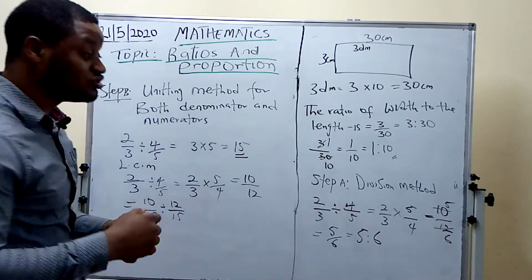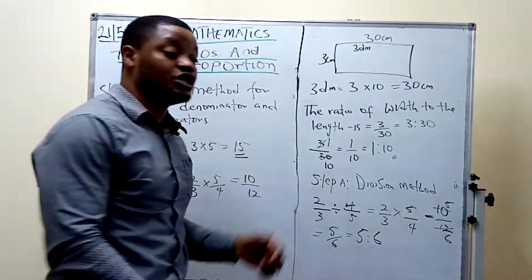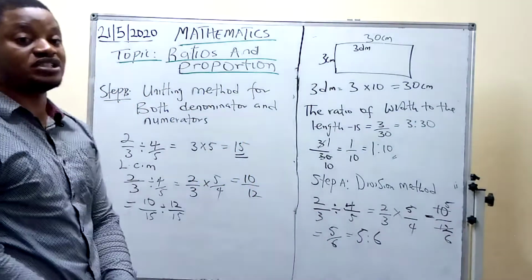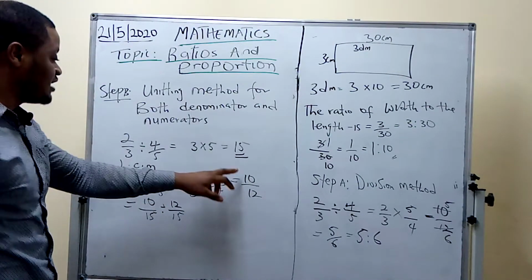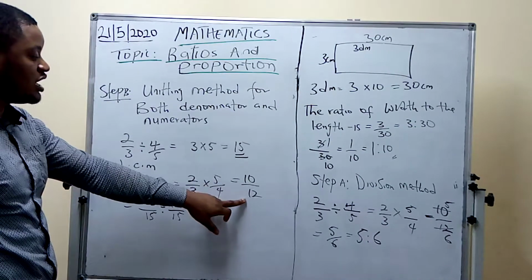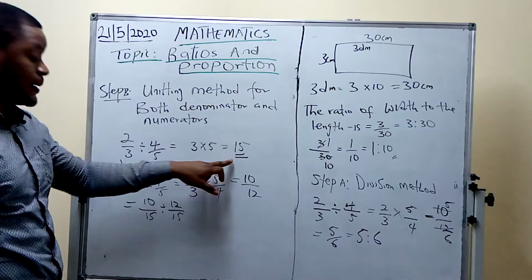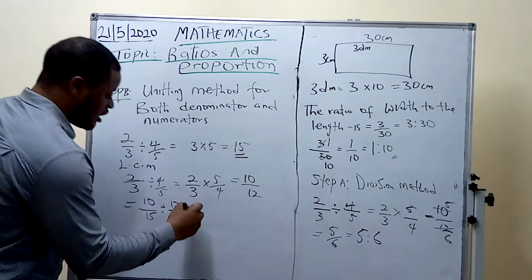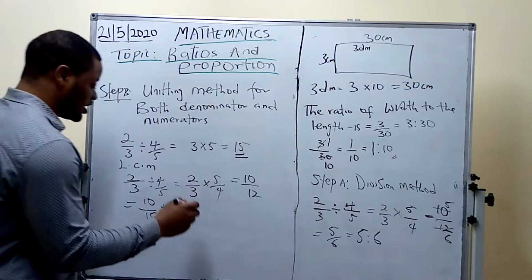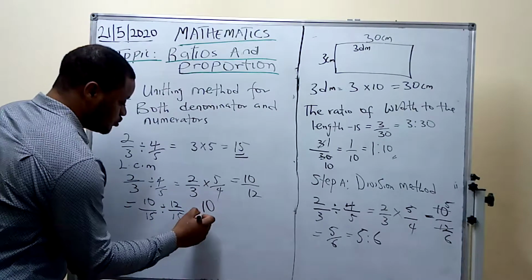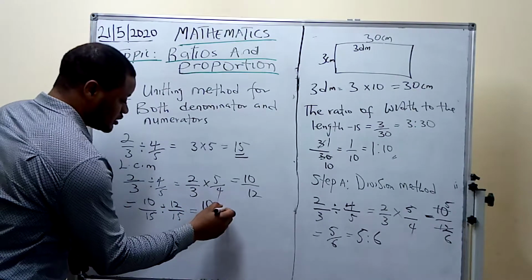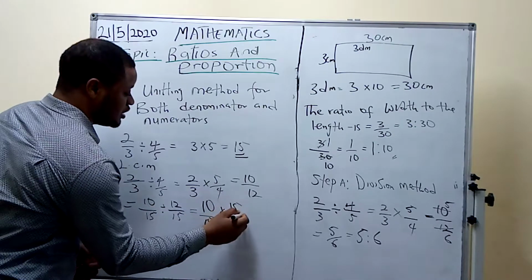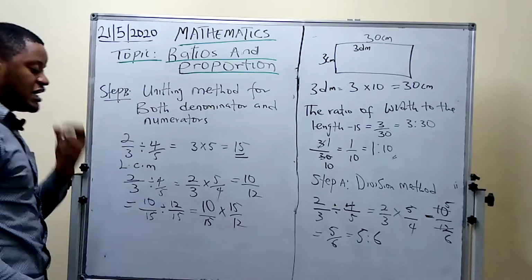That is, we are going to create another fraction with the what? With the LCM. From this one, you create another fraction. That is 10 over 15 and 12 over 15. Now, we have division here. You have to change it to multiplication. That is 10 over 15 times 15 is coming up here and 12 is coming down. Times 15 over 12.